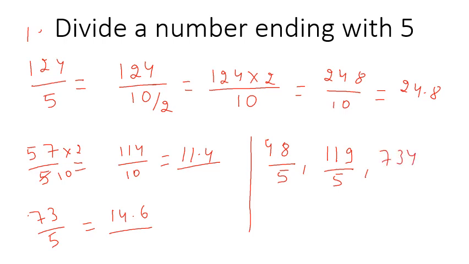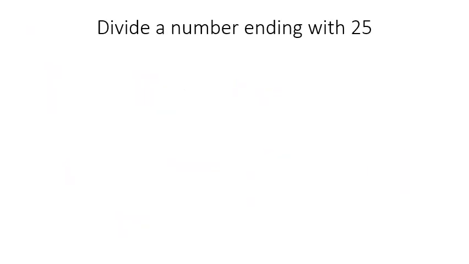734 divided by 5. As the value increases, it relatively becomes easier to multiply it with 2 rather than to divide it with 5. So there the result will become more effective. Okay, so let's take another case where we have to divide a number ending with 25.